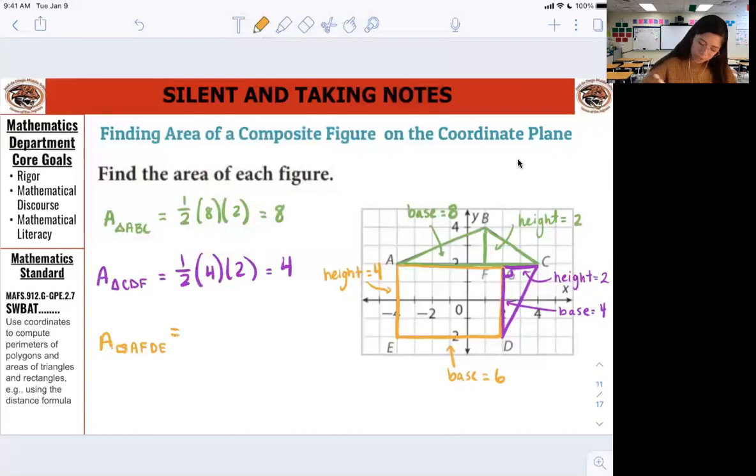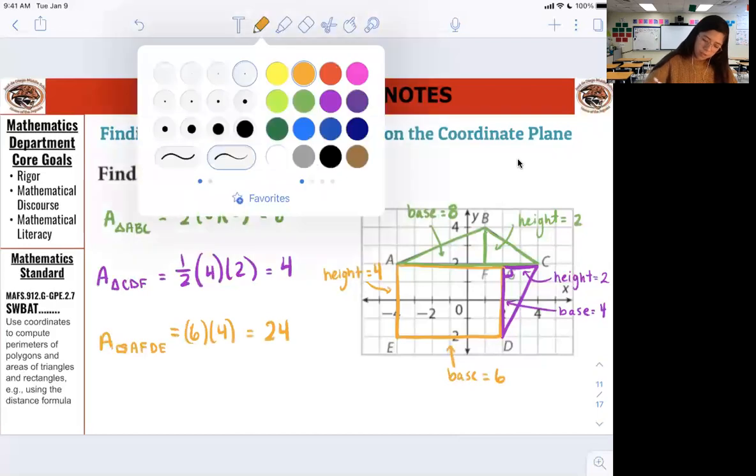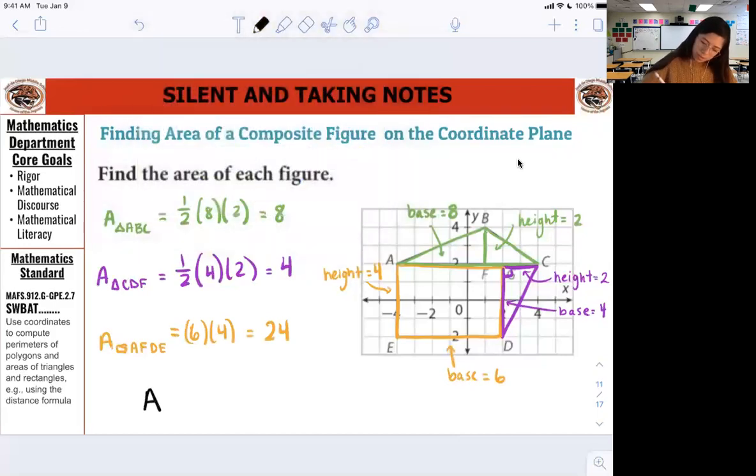Base times height, as Jalen said. So that's just going to be 6 times 4, which is 24. So my whole figure, the area of A, B, C, D, E, we're going to just add everything up. What do you got? $36.